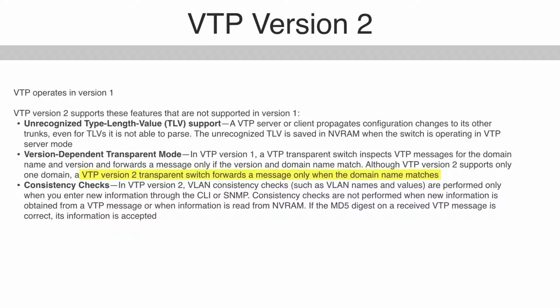Consistency checks. In VTP version 2, VLAN consistency checks, such as VLAN names and values, are performed only when you enter new information through the CLI or SNMP. Consistency checks are not performed when new information is obtained from a VTP message or when information is read from NVRAM. If the MD5 digest on a received VTP message is correct, its information is accepted.